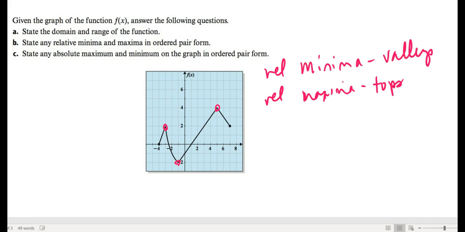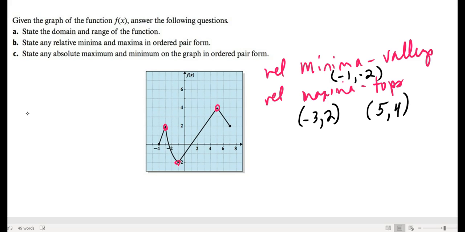Okay, so let's state any of these. The first one would be our relative minima would be (-1, -2), and our relative maxima would be (-3, 2) and (5, 4). We do not include the endpoints when we're talking about relative minima and relative maxima.